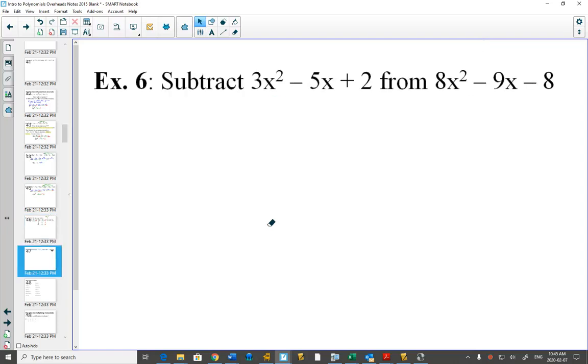Okay, we're going to do one more. Okay. In the English language, for setting this one up, what does the word from mean? If you take 5 from 8.